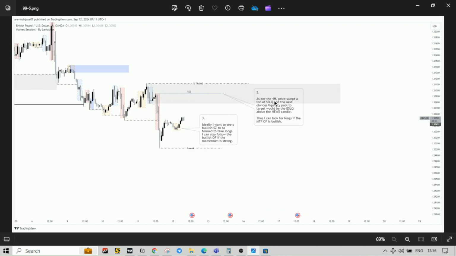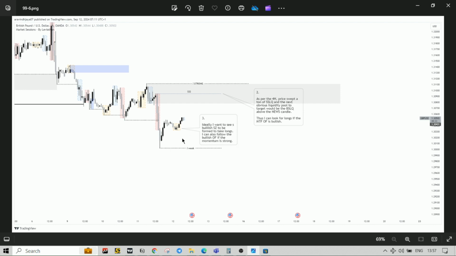So as per the 4-hour, price swept a ton of sell side liquidity, and the next obvious liquidity pool to target would be the buy side liquidity. So probably this would be the buy side liquidity that would be targeted. This is above the liquidity, above the news candle. Thus I can look for longs if the medium time frame order flow is bullish. Ideally, I want to see a bullish sweep zone to be formed to take longs. I can also follow the bullish order flow if the momentum is strong.